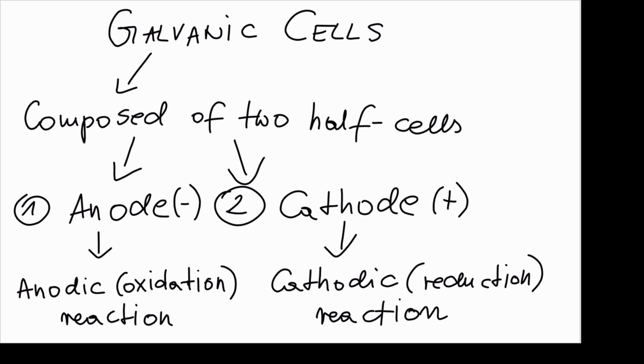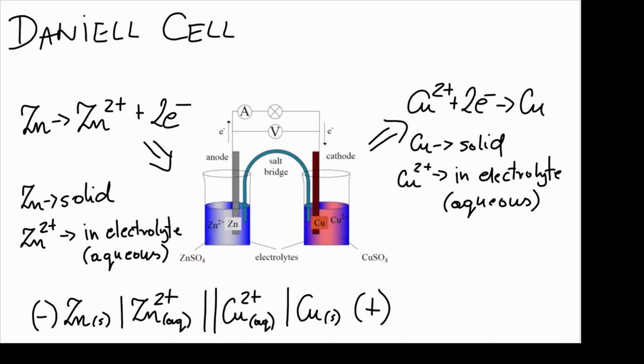Okay, so let's find out the principle of galvanic cell operation using the example of the Daniell cell. In my opinion, the Daniell cell example is the most convenient, the easiest way to explain to somebody else the principle of the performance of a galvanic cell.